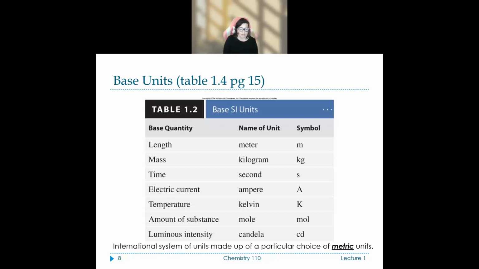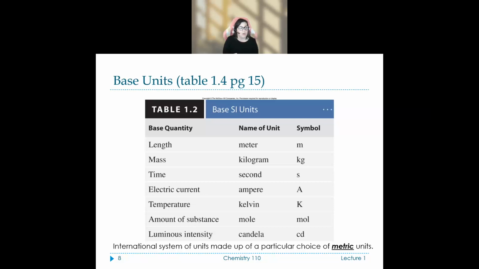Time is measured in seconds. We have a couple of things down here that we don't really talk about, so we don't typically talk about electrical current or the luminous intensity. We do talk about the temperature, which is listed here as Kelvin, and the amount of a substance, listed as mole. Now, are these the things that we commonly use? No, but those are the standards.